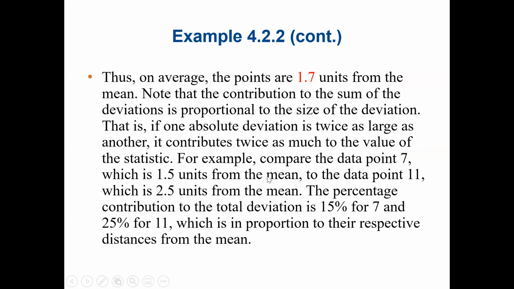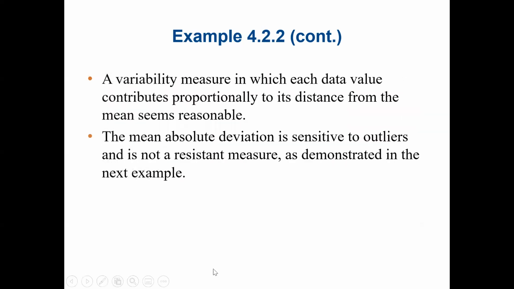So for example here, let's compare the data point 7, which is 1.5 units from the mean, to the data point 11, which is 2.5 units from the mean. Now in this case, the percentage contribution to the total deviation will be 15% for 7 and 25% for 11. So a variability measure in which each data value contributes proportionally to its distance from the mean seems reasonable. So here we say the mean absolute deviation is sensitive to outliers.